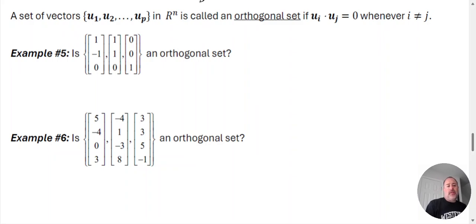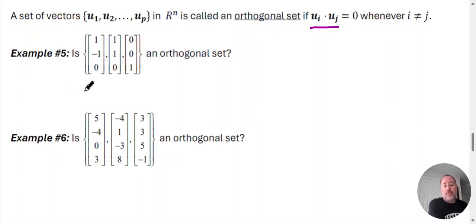Hey guys, welcome. We're going to continue on with 6.2. This next example is asking us to find whether these three matrices are orthogonal sets. So all we have to do here is just verify that the dot product of each pair is equal to 0. And that's it.